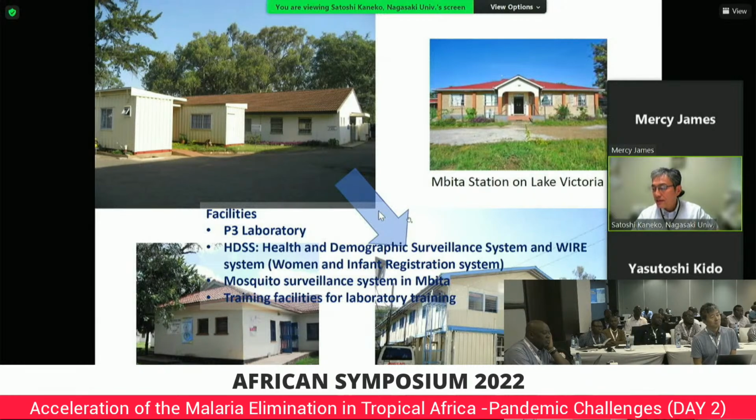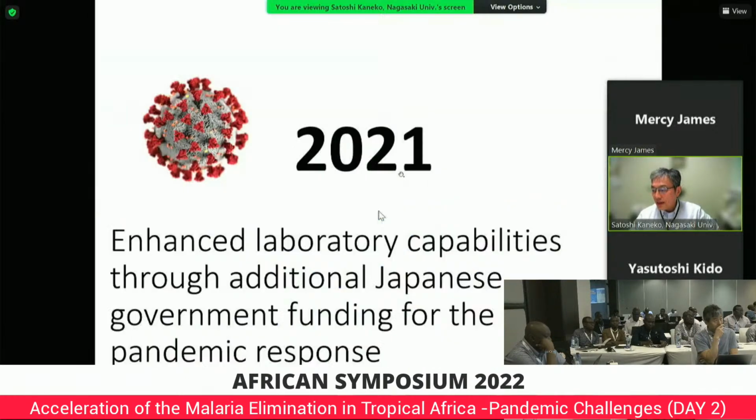and we also have a research station in the field on the Lake Victoria side and the Kwale side. Kwale is a kind of coastal area. And we have P3 laboratories and HDSS, which is the health and demographic surveillance system, to work for epidemiological studies, and the mosquito surveillance program and training facility for laboratory training. And in 2021, just last year, we had some funds from the Japanese government to respond to the pandemic of COVID-19, and we did something in our research station in Nairobi.